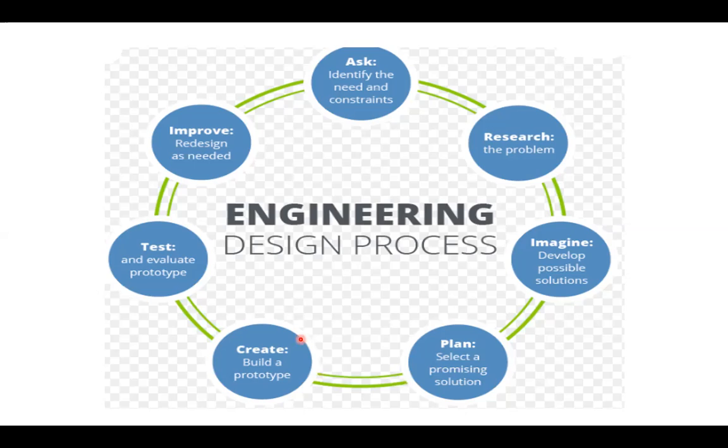Later, they will create or build a prototype. Prototype, we mean like a model or a tool that could be a solution to this problem. They will test it to see whether it's gonna work properly or not. If it's not working properly, this means that they need either to improve the tool or the prototype, or maybe to redesign it based on some problems they find in this prototype. So these are basically the steps involved in the engineering design process. Let's start with our lesson.